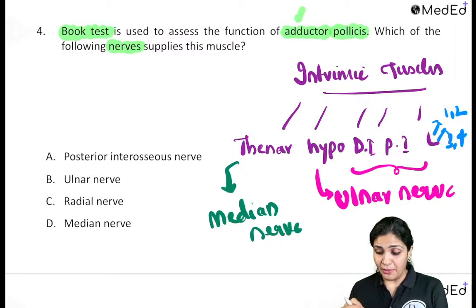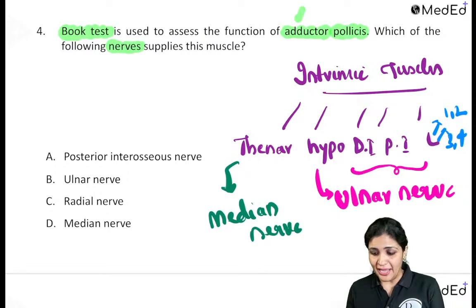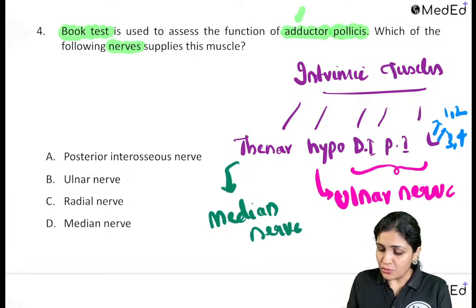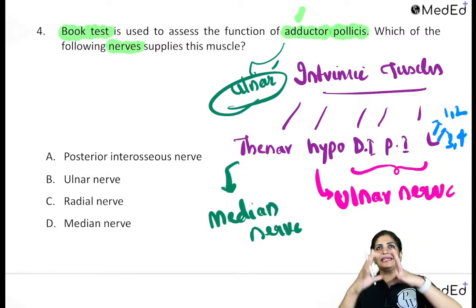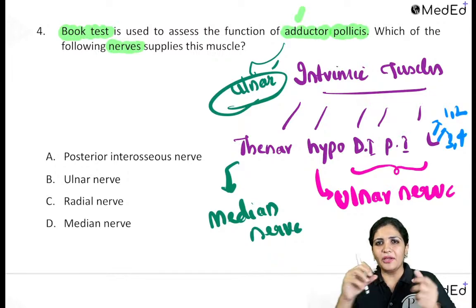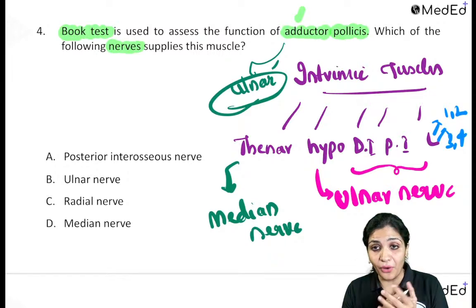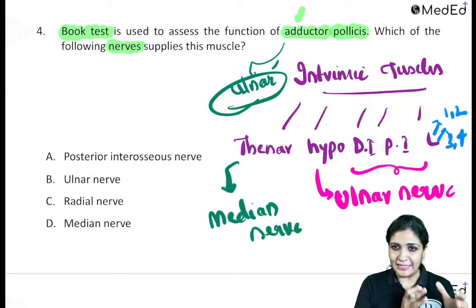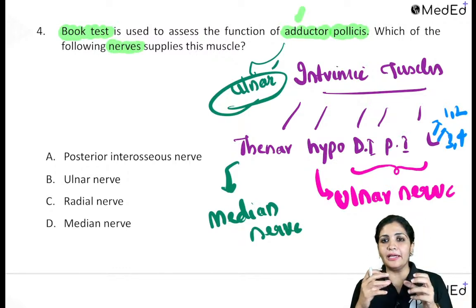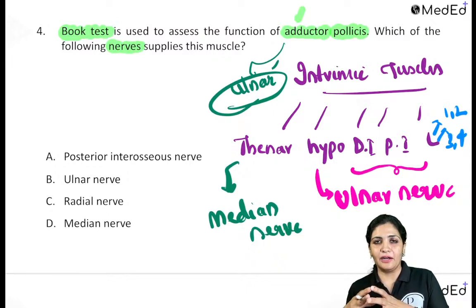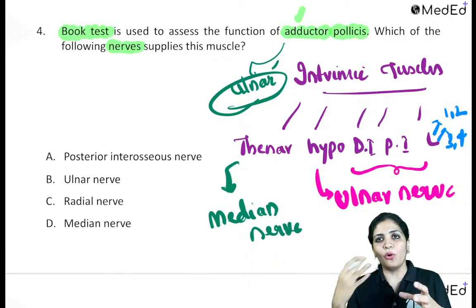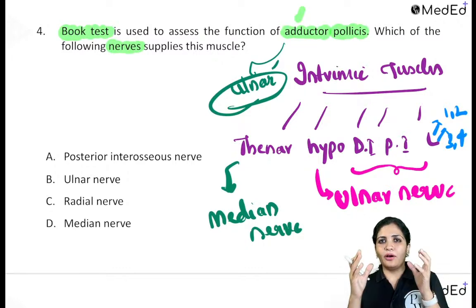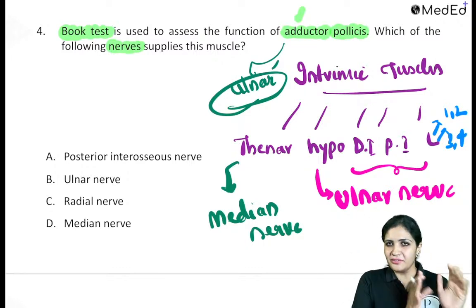But one thing you have to remember is that the adductor pollicis is supplied by your ulnar nerve. So this adductor pollicis is a separate group. It is not considered directly as a thenar muscle, but because it acts on the thumb, in some schools of thought it is considered a thenar group muscle. But in some schools, it is not considered a thenar group because it does not have all the features of a thenar group, right? So don't get confused. Just remember this as a thenar group itself.